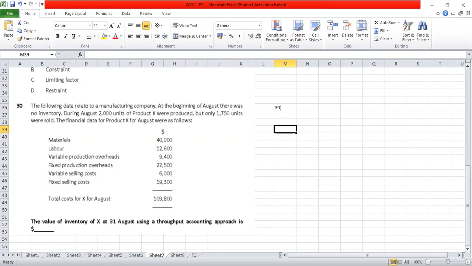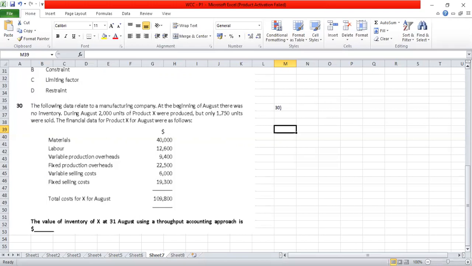Under throughput accounting, the only variable cost which is considered is the material cost. All the others, whether it is labor or variable manufacturing cost, fixed manufacturing cost, all of them are categorized as operating expenses, and that is at the next level. All of them are taken to be fixed cost, operating expense, and taken at the next level. So when the cost is charged to the ending inventory, it would be only the material cost, because that's the only cost of production which is charged.